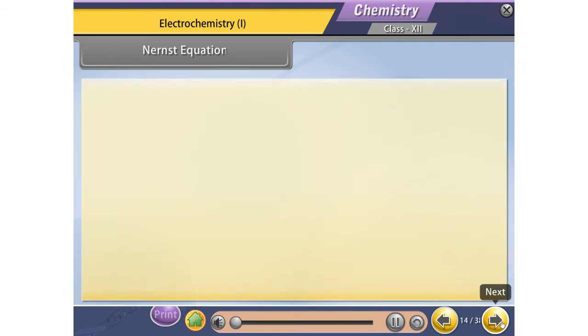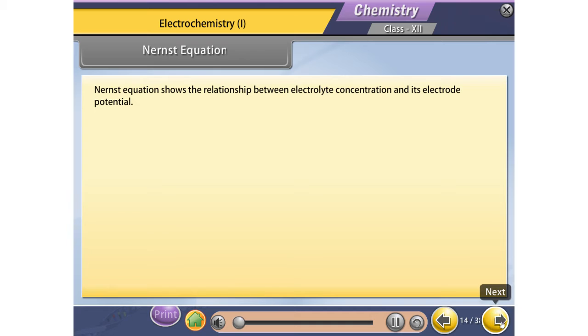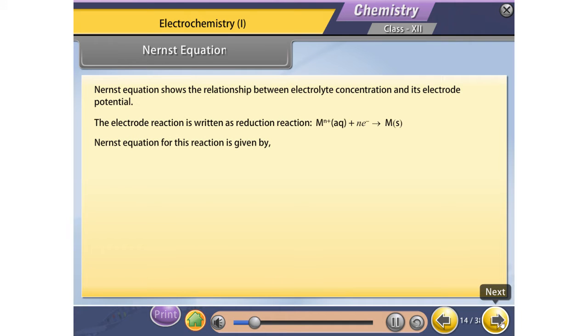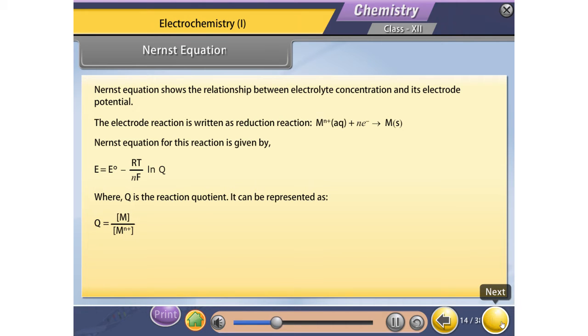Nernst equation. The Nernst equation shows the relationship between electrolyte concentration and its electrode potential. The electrode reaction is written as a reduction reaction. The Nernst equation for this reaction is given by E = E naught minus RT upon nF multiplied by natural log of Q, where Q is the reaction quotient. It can be represented by M upon M ion. Put the value of Q in the above equation.